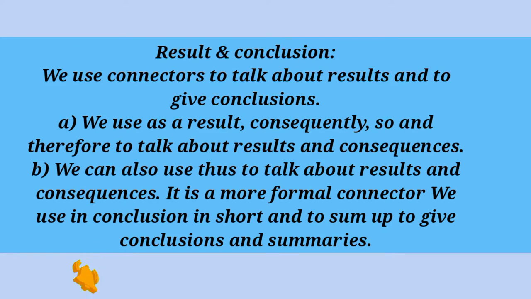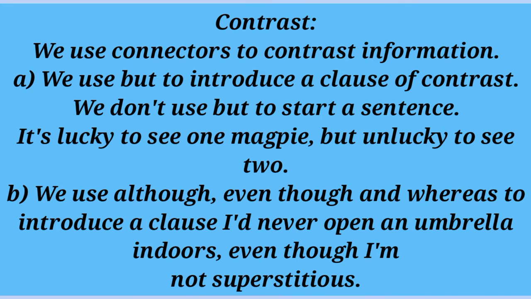Result and conclusion. We use connectors to talk about results and to give conclusions. A. We use as a result, consequently, so and therefore to talk about results and consequences. B. We can also use thus to talk about results and consequences. It is a more formal connector. We use in conclusion, in short and to sum up to give conclusions and summaries.